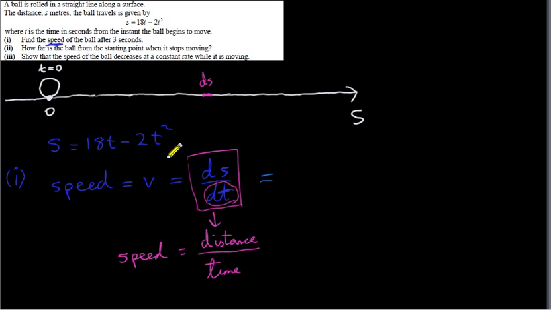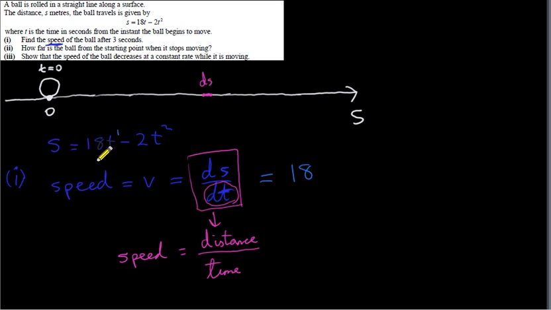So we need to calculate ds/dt for this function, and that's quite easy. It's an easy function to differentiate. The first term is 18t. The derivative of 18t with respect to t is just 18. We just drop the t. Or you can think of it like 18 times t to the power of 1. We subtract 1 from the power. 1 minus 1 is 0. But anything to the power of 0 is 1. So t to the power of 0 is 1. So 18 times 1 is 18.